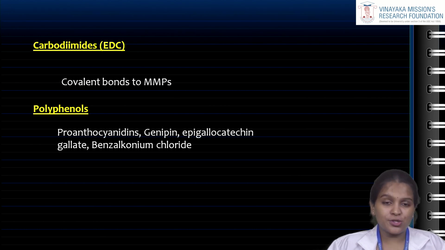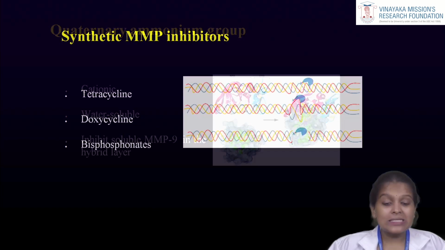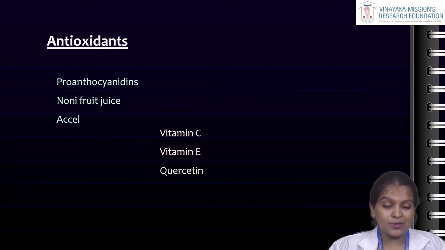It covalently bonds to matrix metalloproteinases, and you have polyphenols that exhibit similar properties, that is proanthocyanidins, genipin, epigallocatechin, and then benzalkonium chloride. Quaternary ammonium compounds are also used for the purpose of inhibiting MMPs. Other synthetic MMP inhibitors are tetracycline, doxycycline and bisphosphonates.